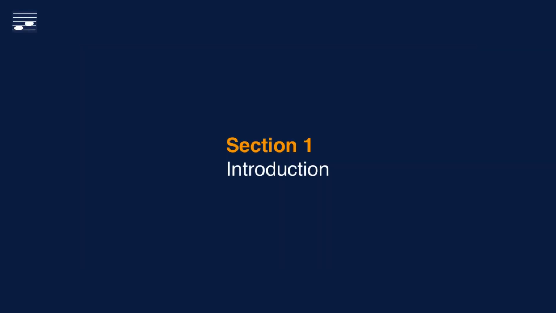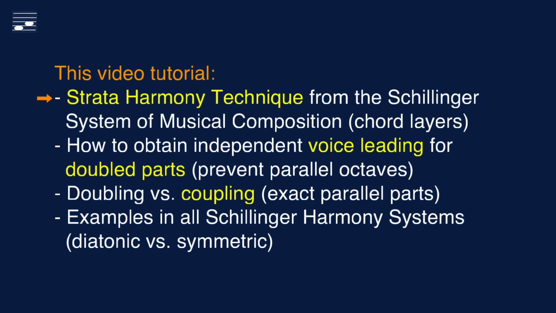Recently I did a long tutorial demonstrating the strata harmony technique from the Schillinger system of musical composition. There you saw an orchestral example with dense setting, that is, parallel chord structure layers with multiple parts. When using doubled chordal functions, we should aim for independent parts through careful voice leading. Simple octave transposition, and thus obtaining a set of parallel octaves in the doubled part, is called coupling. I'll demonstrate the creation of independent parts in all systems of harmony.